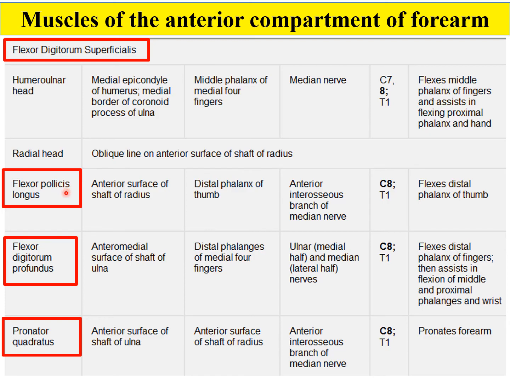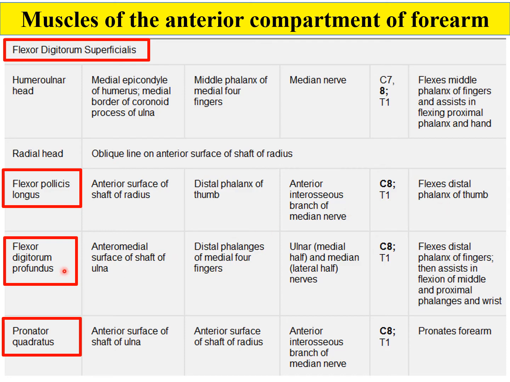Flexor pollicis longus, pollicis for the thumb, arises from the anterior surface of the shaft of the radius, going to the distal phalanx of the thumb. When we have longus in a muscle name, it means it is going toward the distal end, so the distal phalanx of the thumb. Again, it is supplied by the median nerve, but through its branch known as the anterior interosseous branch, and it flexes the distal phalanx of the thumb.